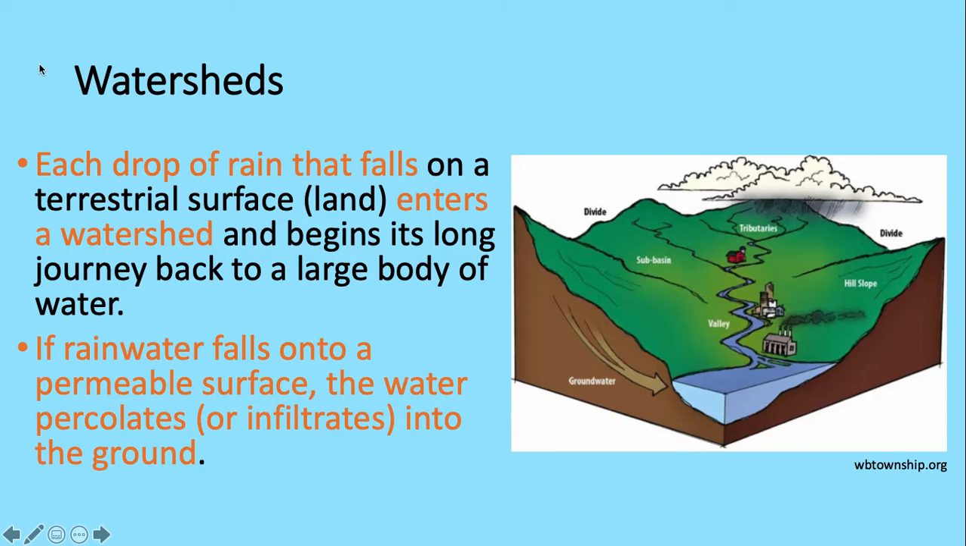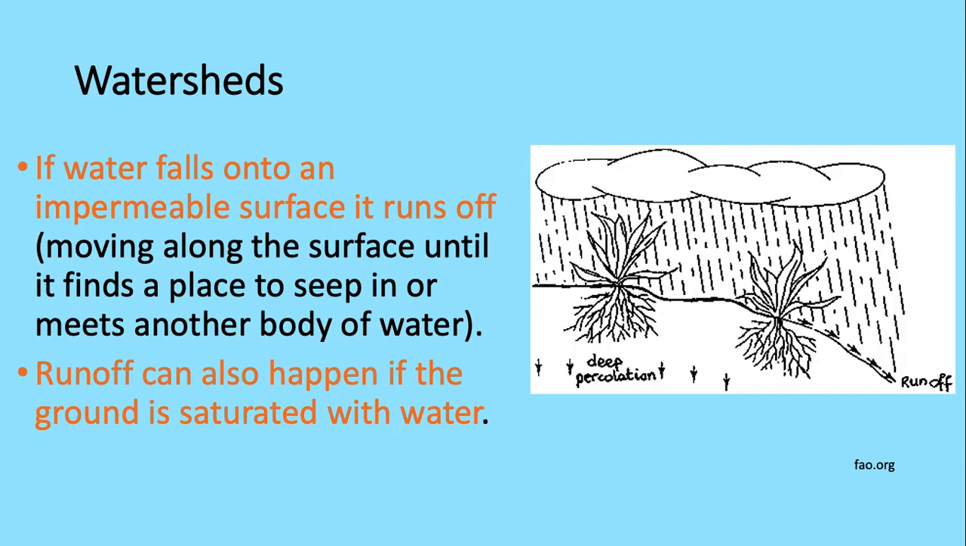Watersheds. Each drop of rain that falls on a terrestrial surface, which is land, enters a watershed and begins its long journey back to a large body of water. If rainwater falls onto a permeable surface, the water percolates or infiltrates into the ground. So that's seeping into permeable surfaces. If water falls onto an impermeable surface, it runs off. So that's like pavement, moving along the surface until it finds a place to seep in or meets another body of water.